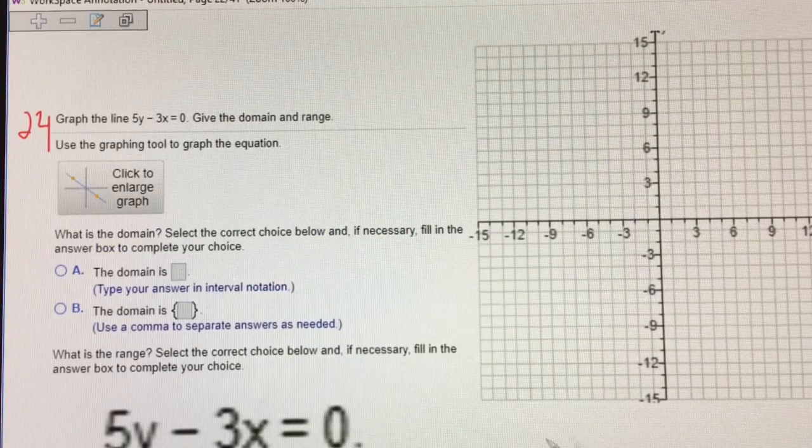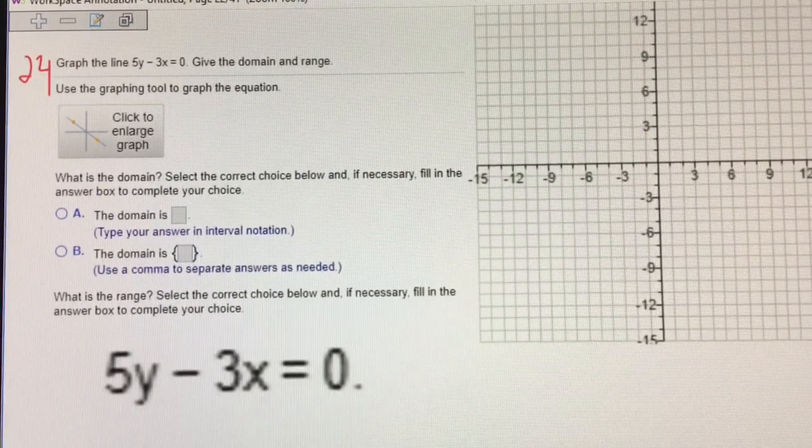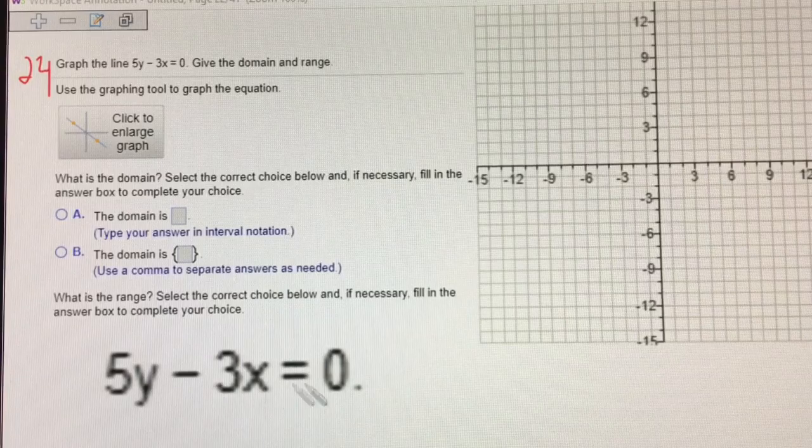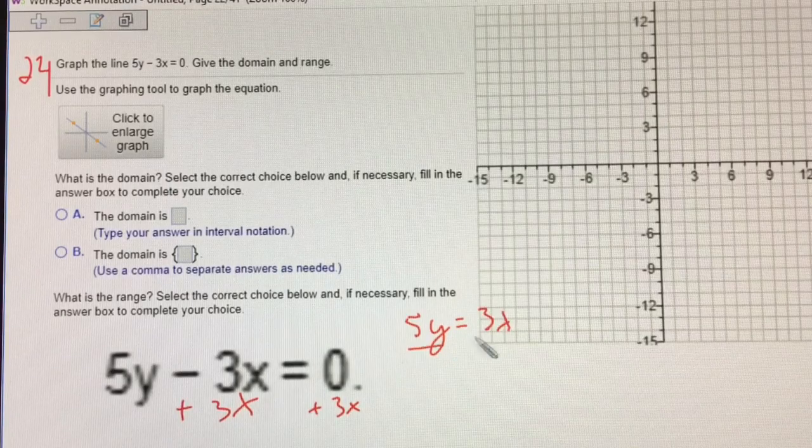24 wants me to graph 5y minus 3x equals 0. Well, I'm going to do this one the old-fashioned way. I'm actually going to solve it. So I'm going to add the 3x to both sides. That's going to give me 5y equals 3x. I'm going to divide both sides by 5. And that's going to give me y equals 3/5 x. So I start at 0, 0. And then from there I go up 3 over 5. And I'm going to graph my line.